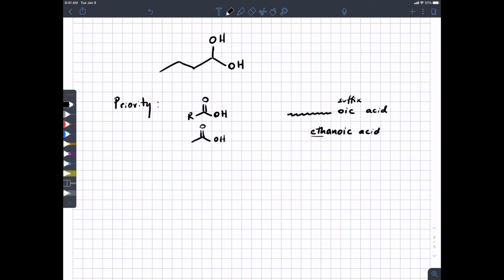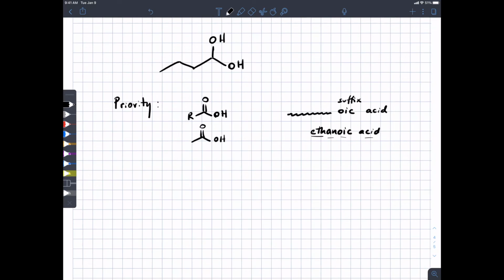"Eth" because it's got 2 carbons, "an" because there's no carbon-carbon double bonds, and "oic acid" because it's a carboxylic acid. By the way, nobody in their right mind calls this ethanoic acid. They just call it acetic acid because that's what we've called it forever, or better yet, vinegar.